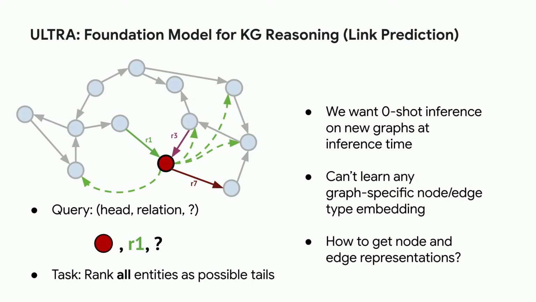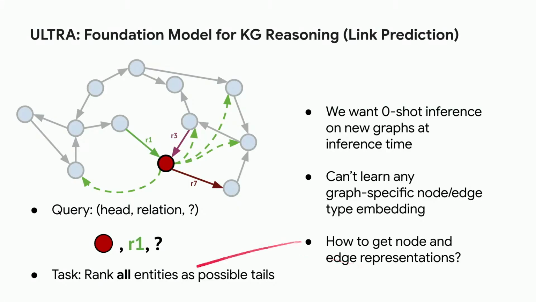Ten years ago, it was okay. 2025, no, that is not okay. So the question is, can we have one single model that would enable us to run inference on any graph whatsoever, as long as it has more than two relations, more than two edge types? And then the main question, how do we get node and edge representations for graphs that we see at inference time and have never trained on?